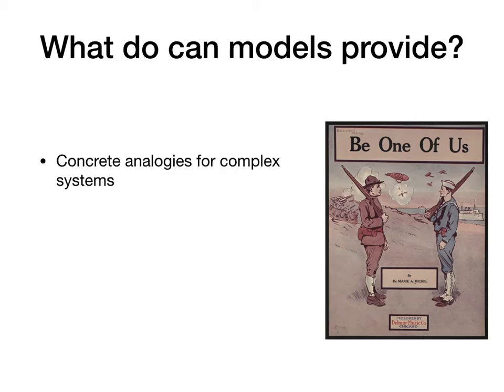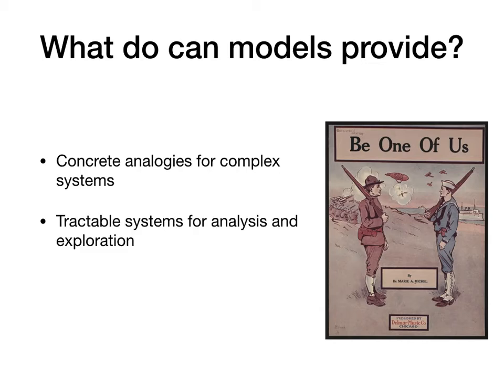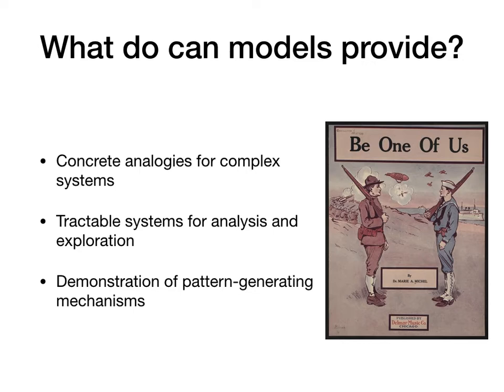Right? Here's just some things. Right? Models provide concrete, shared analogies for understanding complex systems. This helps us avoid problems of ambiguity, miscommunication, and underspecification that's inherent in explanations that are merely verbal or even just statistical. Models also provide us with a tractable system that we can use to thoroughly explore and analyze in ways that are impossible with natural systems. Models can illustrate patterns in data that can suggest which mechanisms may or may not be possible explanations for those patterns that we see in natural systems.